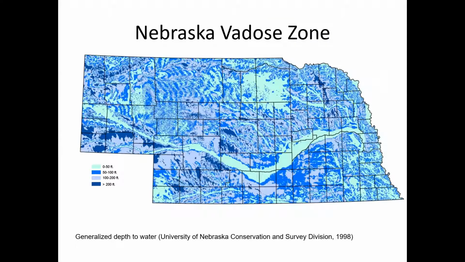So here's a map of what we think Nebraska's Vadose zone looks like. This is actually a map of the depth to the water table across the state, produced by the University Conservation and Survey Division. The light blue areas show where it's less than 50 feet to the water table. We're going to come back to that, but those are areas where we also have a lot of crop production, a lot of irrigation, and very sandy soils. That tends to mean that we're going to see nitrate in the local groundwater.